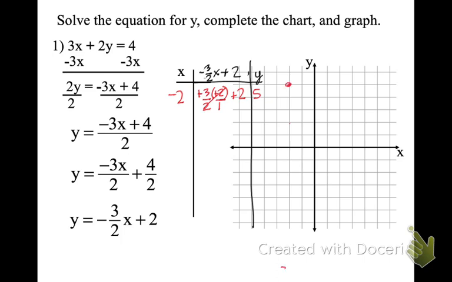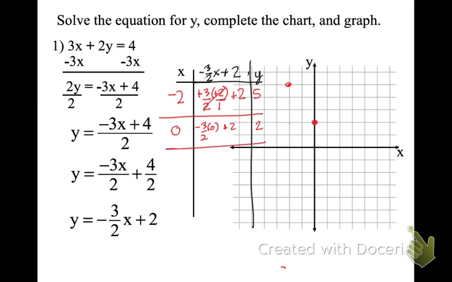Okay, I'm going to start with 0. The equation is negative 3 over 2 times 0 plus 2. Well, 0 times anything makes this whole thing 0, so it's 0 plus 2 is 2. Okay, so 0, 1, 2.